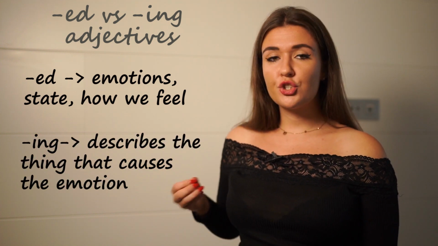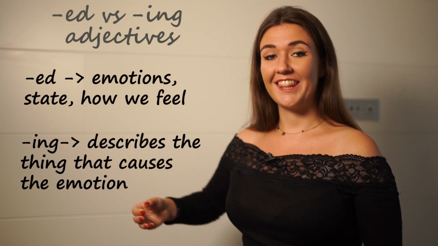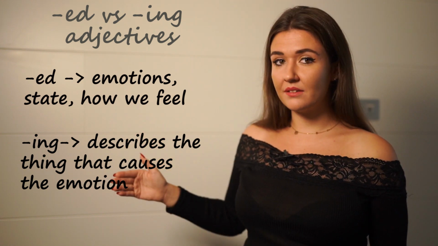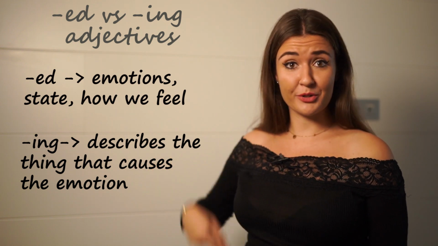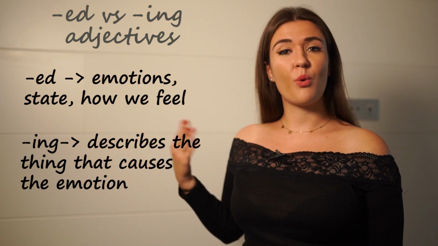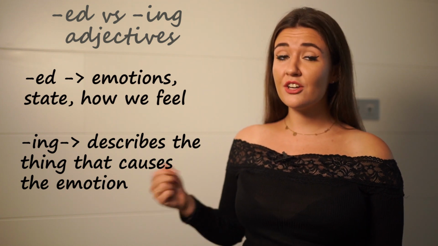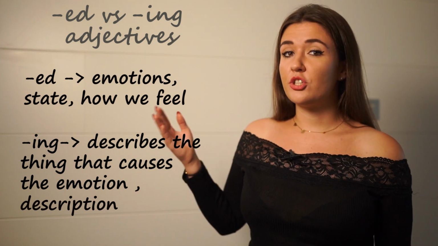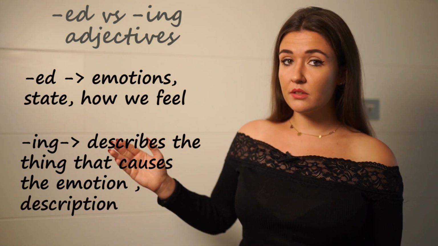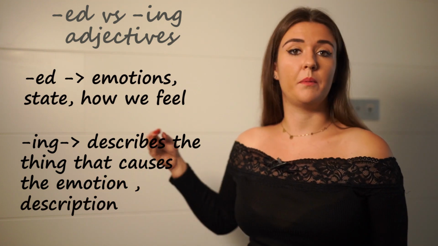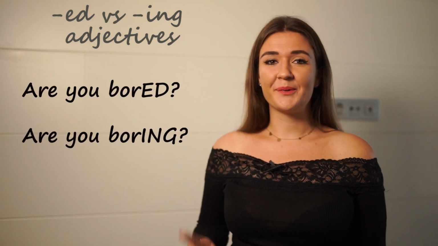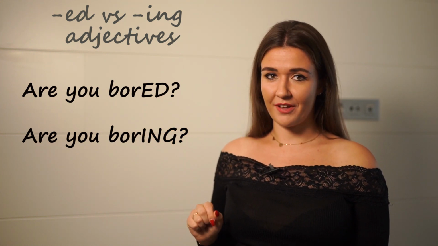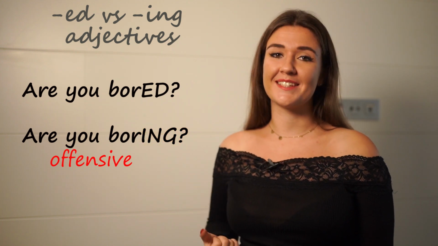An ing adjective generally describes the thing that causes the emotion. For example, a boring lesson makes you feel bored. Yes, because the lesson is boring. So one more conclusion from this example is that ing we also use as a description of something or someone. The situation might be boring, the person might be boring, the class can be boring, right? Most probably you know the answer to the first question. Are you bored or are you boring? Which one is offensive? Yes, the second one is definitely offensive.